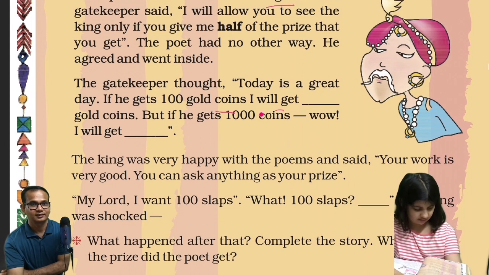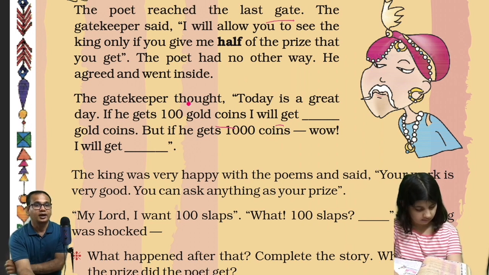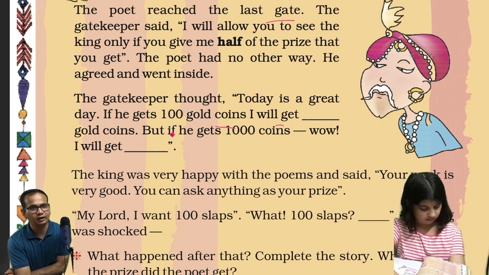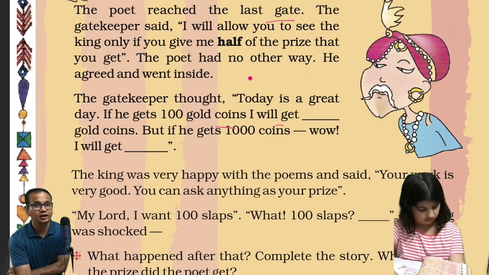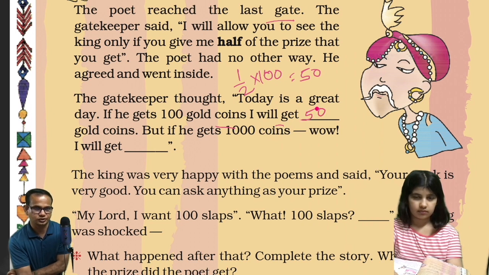So easy. How can you say so, Avisha? Okay, the gatekeeper thought, "Today is a great day. If he gets 100 gold coins, I will get..." He is asking half. Half means 1 by 2. 1 by 2 of 100 is nothing but 50. Avisha is right. So I will get 50 gold coins.